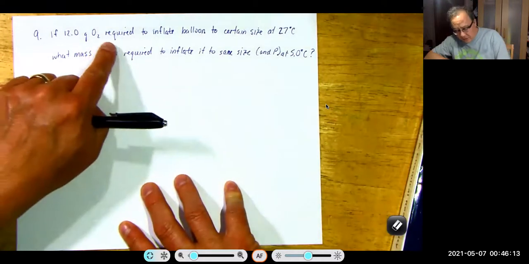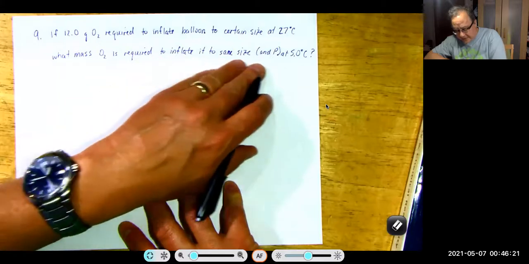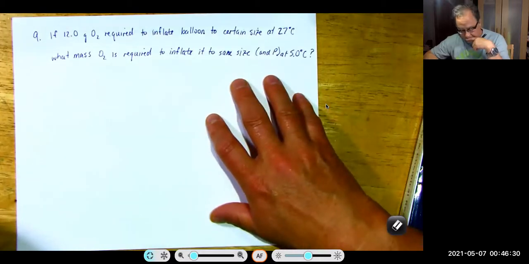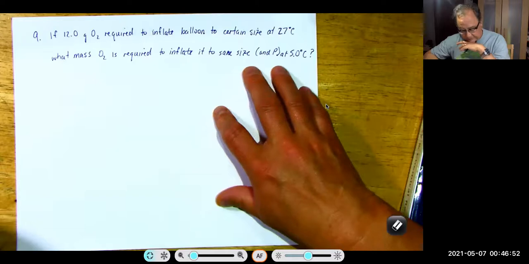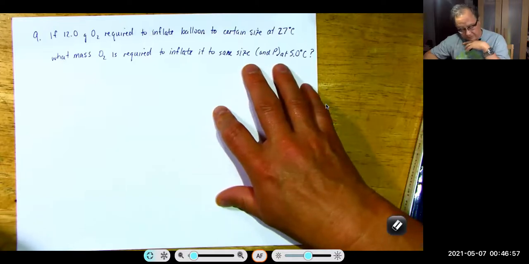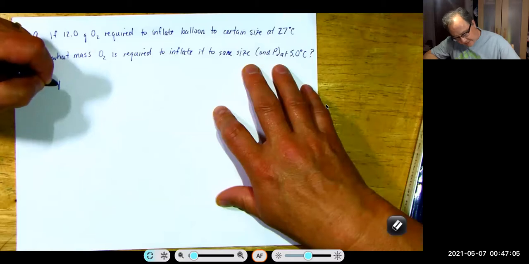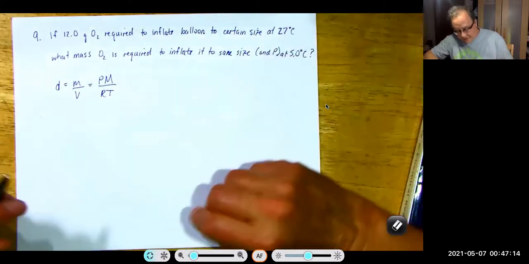If 12 grams of O2 is required to inflate a balloon to a certain size at 27 degrees Celsius, what mass of O2 is required to inflate it to the same size and pressure at 5 degrees Celsius? This sounds like an interesting problem. Let me think about how to do this. Okay, when I see the grams here, that makes me want to use the idea that density is mass divided by volume, which is PM over RT. I don't know why I want to use that, but I do.